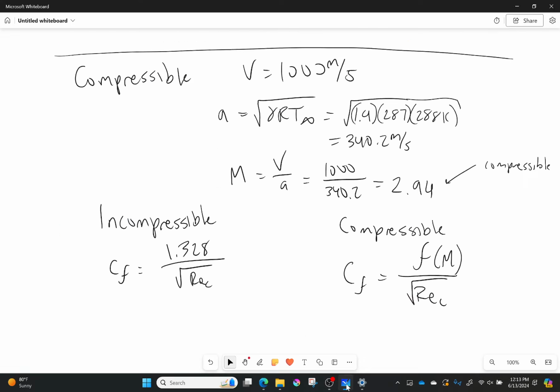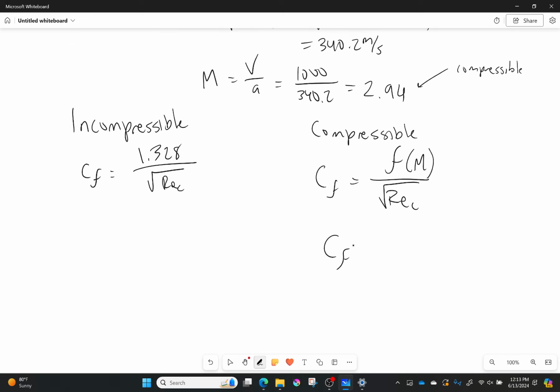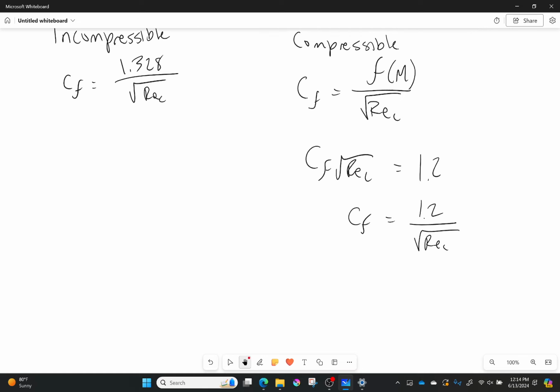Okay, so with that, I can then go back here. For compressible, I say, okay, CF times the square root of my Reynolds number is equal to 1.2. And so therefore I can say that my skin friction coefficient is equal to 1.2 over the square root of the Reynolds number. As a note, we're still assuming it's laminar when we're doing this model. So if I then plug that in there, and make sure I don't make some horrible mistakes, we can solve things.